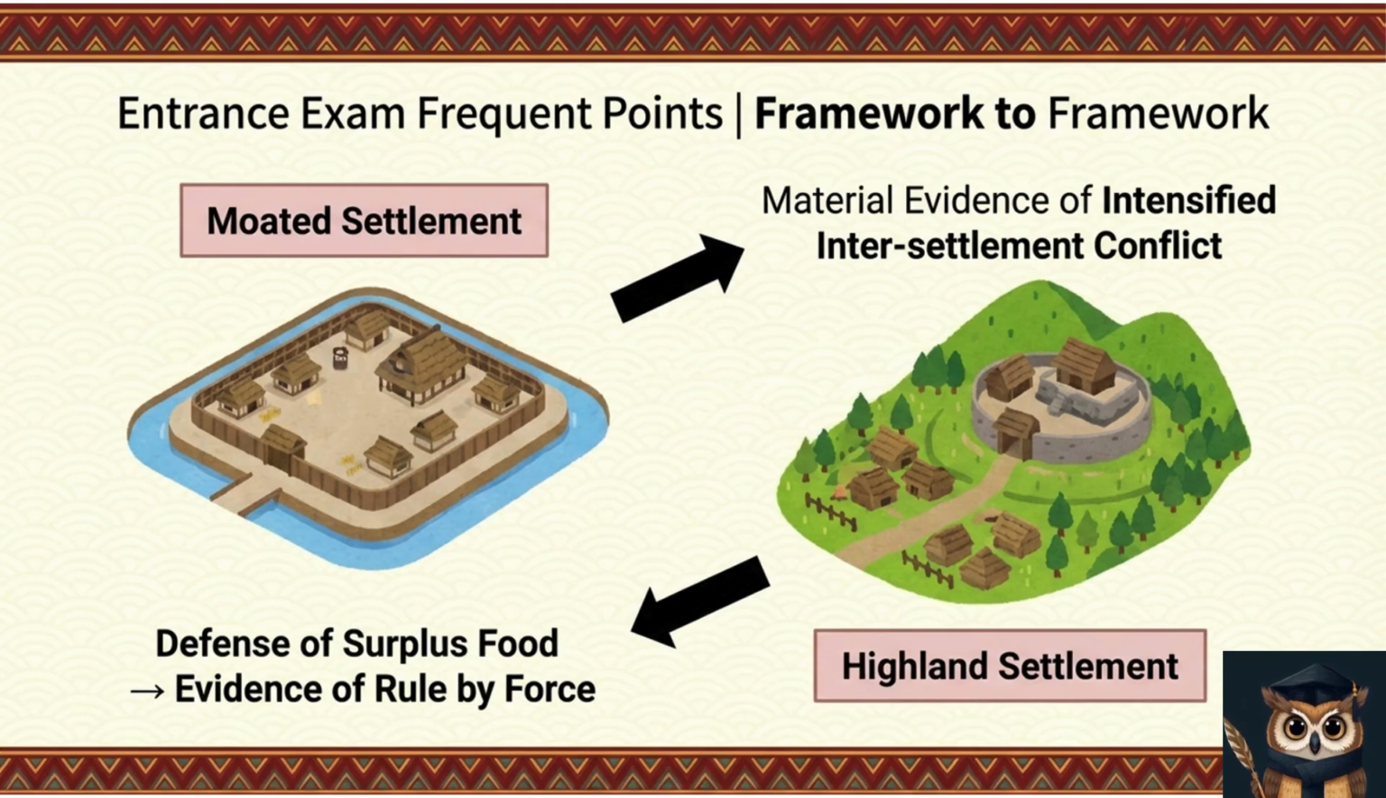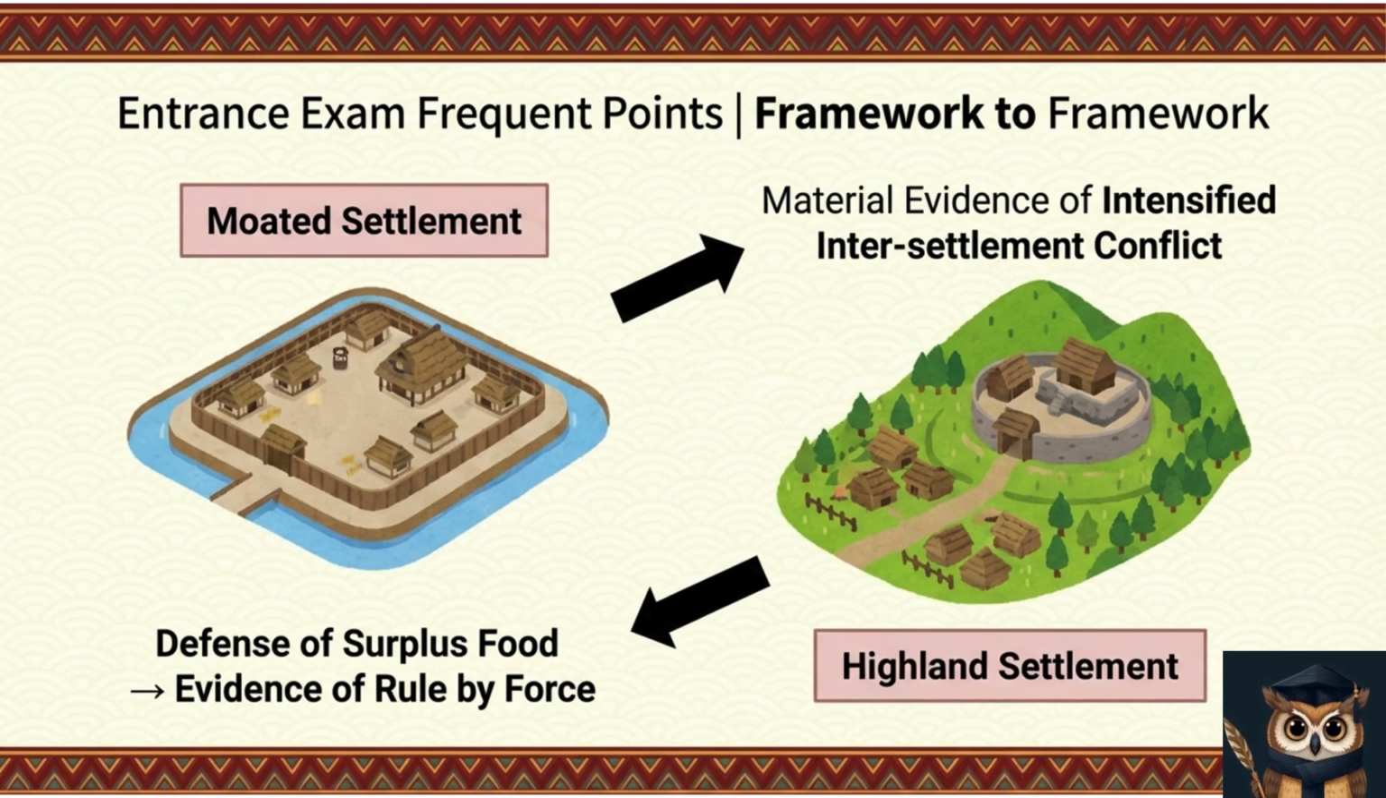Let's connect this causal logic to the specific archaeological evidence you need for entrance exams. Two types of defensive settlement are the key exam vocabulary. First, moated settlements, in Japanese, kangosen. These are villages surrounded by one or more water-filled ditches, sometimes with wooden palisade walls on the inner bank. The scale of labor required to build these structures is significant. You don't invest that effort unless you have a real, persistent threat to defend against.